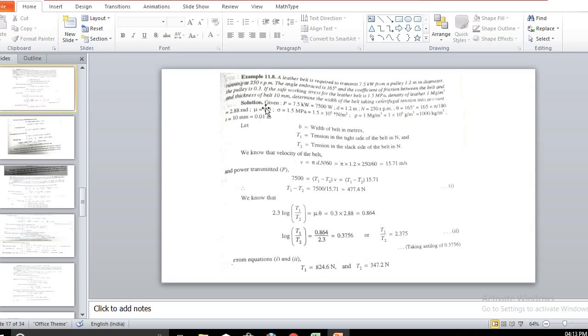The coefficient of friction mu is given as 0.3. The safe working stress sigma is given as 1.5 megapascal. The density of the leather is given as 1000 kg per meter cube, and the thickness of the belt is given as 10 millimeter. And they asked to find out the width of that particular belt considering centrifugal tension.